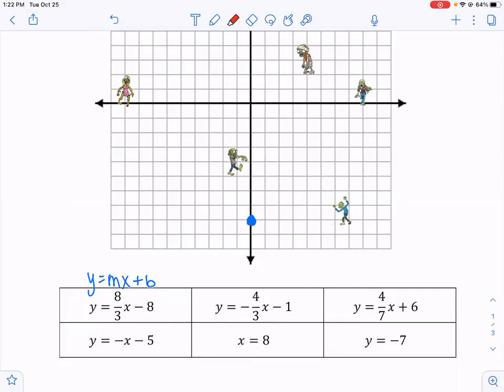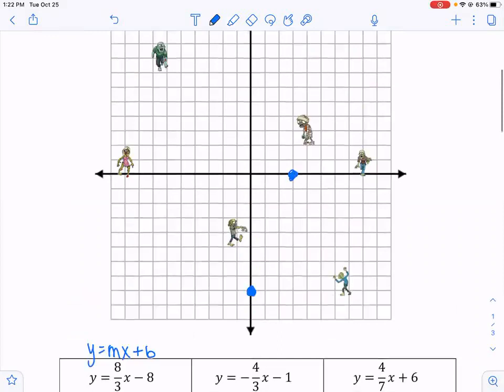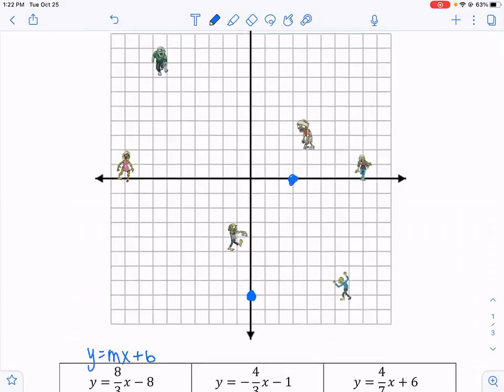Okay, now our slope is 8/3. So that means our rise is 1, 2, 3, 4, 5, 6, 7, 8, and our run is 1, 2, 3. Hey, let's do it again. From that coordinate, let's rise 1, 2, 3, 4, 5, 6, 7, 8, and run 1, 2, 3.